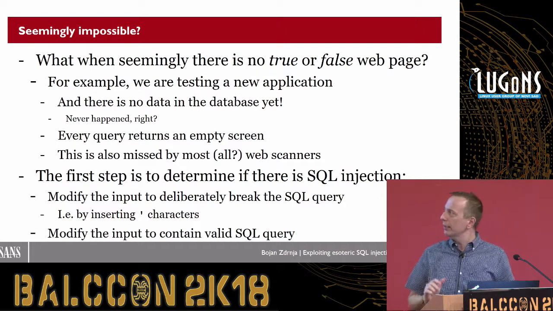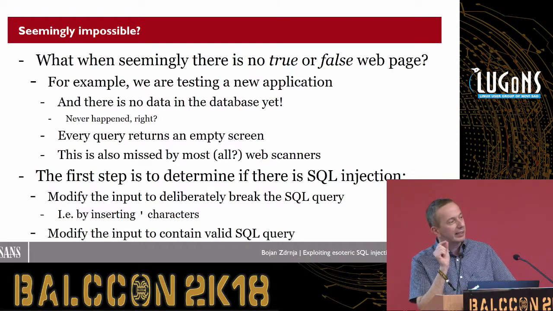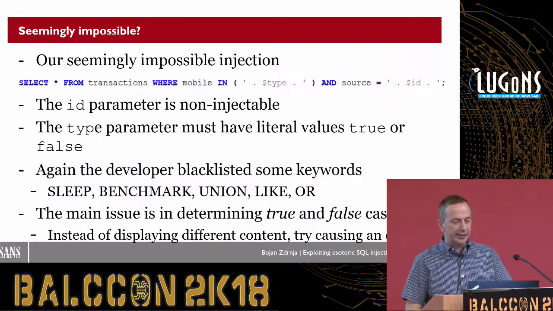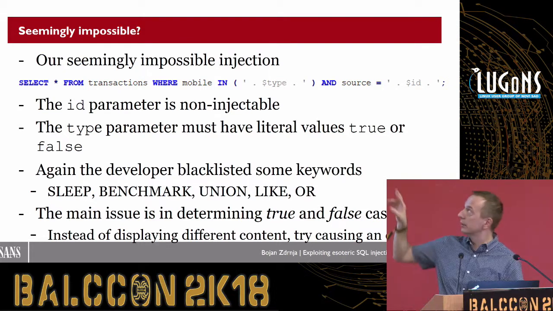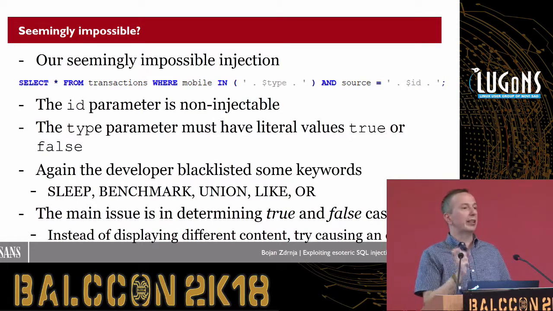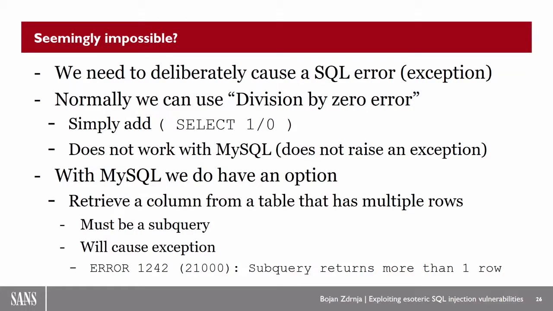So in this application, there will be no data returned back, but there will be one subtle difference in the response depending on what I did with the query. I'll show that in a second. As I said, this is our seemingly impossible injection. The ID is not injectable. Type has to be literally true or false. So the idea here is, since we get no data back from the application, since the application is empty, is there any way for me to cause an error in a SQL query?